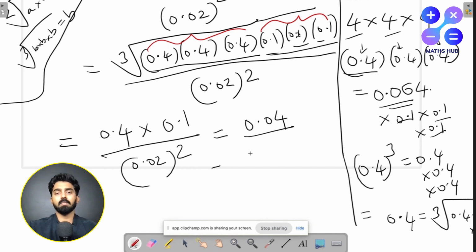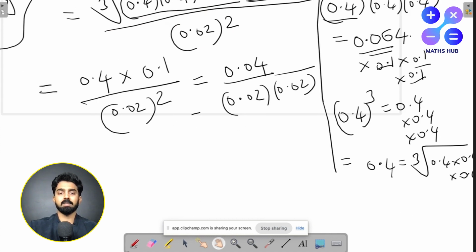So this is going to be 0.02 times 0.02. So if you see, this 0.02 and 0.04 have the same number of decimal points. I usually don't like working with decimal points because I feel it's a little more confusing for visualizing things. So I like to write it as an exponent.